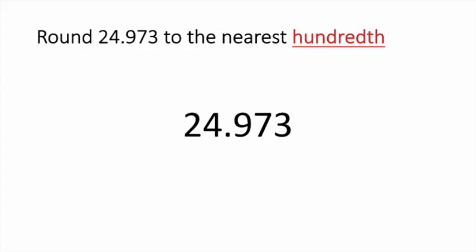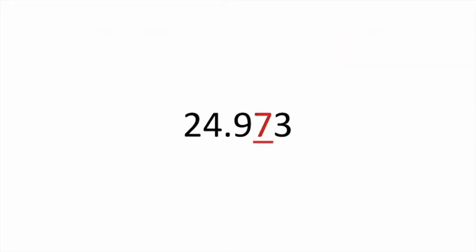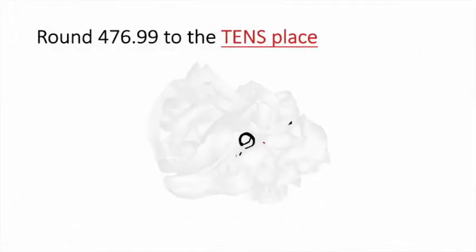Let's do a couple more examples. Pause the video from time to time and see if you can try these yourself. The first one, round 24.973 to the nearest hundredth. We are going to look for the hundredths place, and that is this 7 right here. We see that the number to the right of it is a 3, and that is less than 5, so we will round this down. And our final number is 24.97.